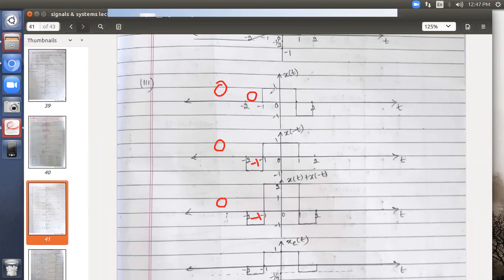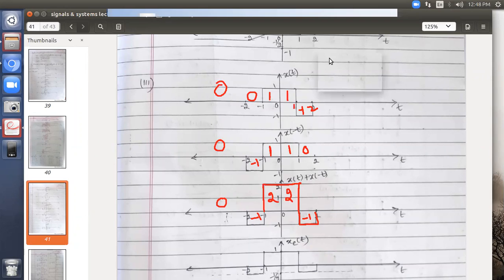After that, you observe this pulse has amplitude 1, and this pulse has amplitude 1. 1 plus 1 is 2, so extend it up to 2. Then between 0 and 1, the amplitude is 1 and 1 plus 1 is again 2, extend it. After this, between 1 and 2, you have a negative pulse, minus 1. Here nothing, 0. So minus 1 plus 0 is the same, minus 1 continues. This is how we add the signals.